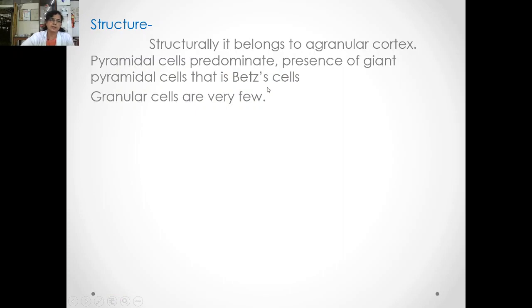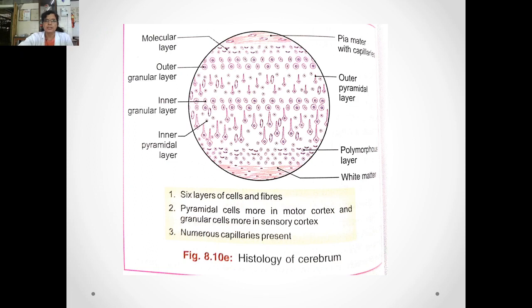Then the structure of that area. Before that, we will see in short the structure of the cerebral cortex. The cerebral cortex is made up of 6 layers. From outer to inner side, they are the molecular layer, outer granular layer, outer pyramidal cell layer, inner granular layer, inner pyramidal cell layer, and the innermost polymorphic layer, and deep to this polymorphic layer there is a layer of white matter. So this is the structure of the cerebral cortex. It is made up of these 6 layers.